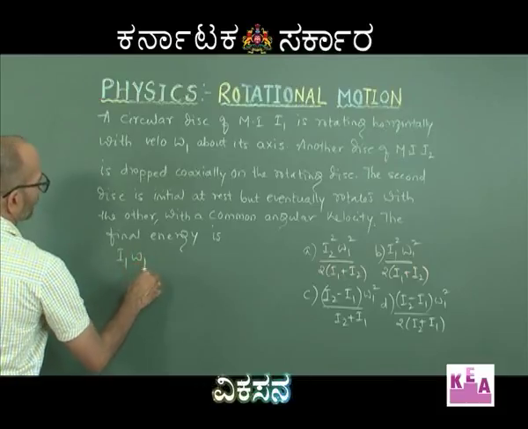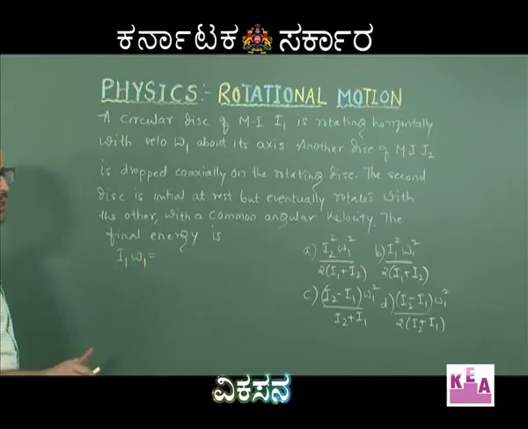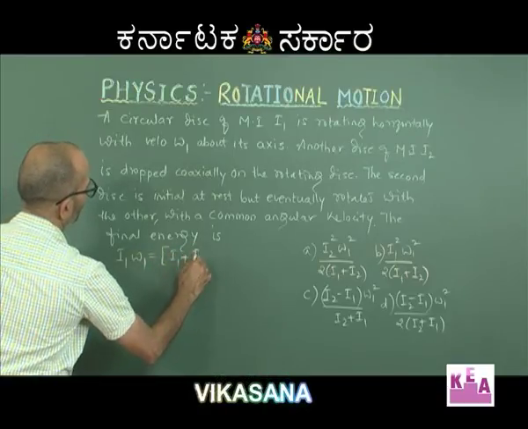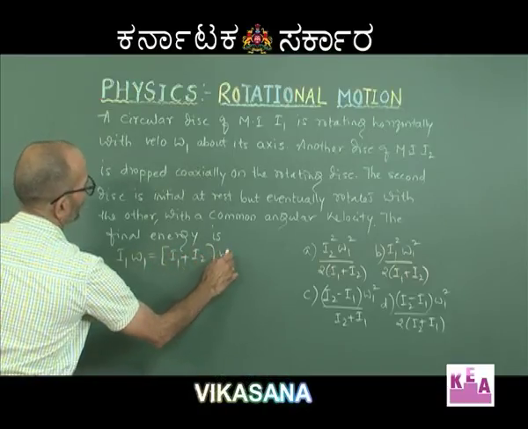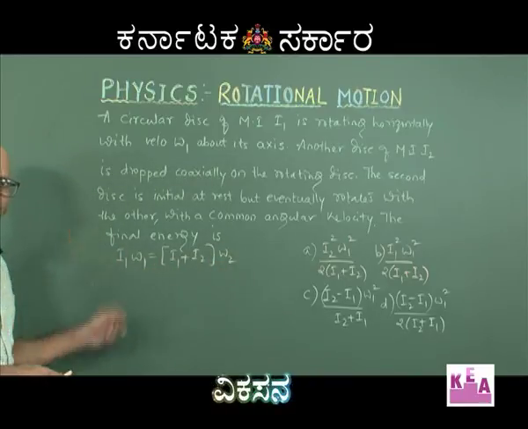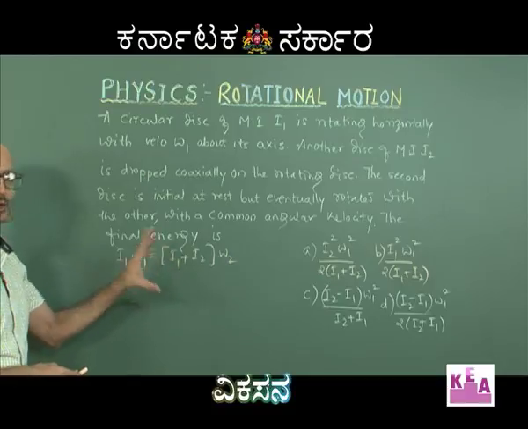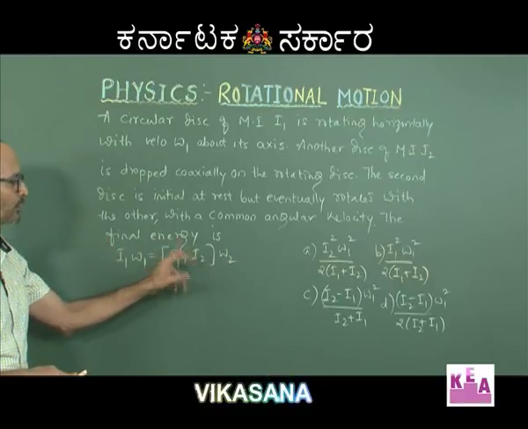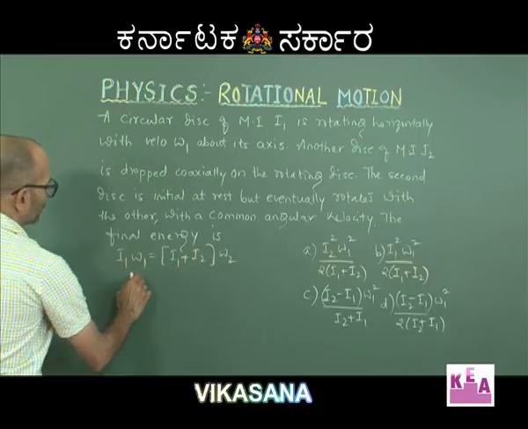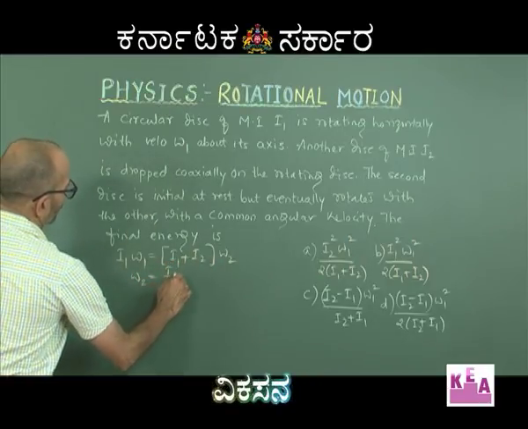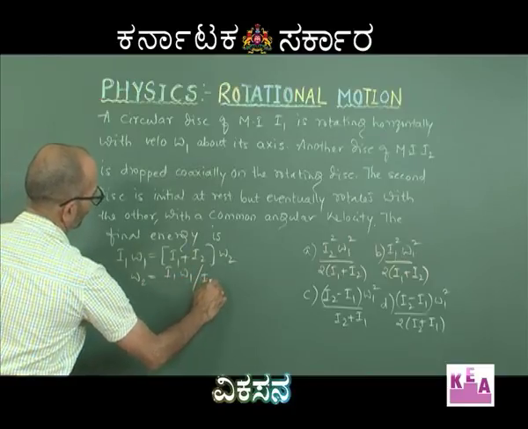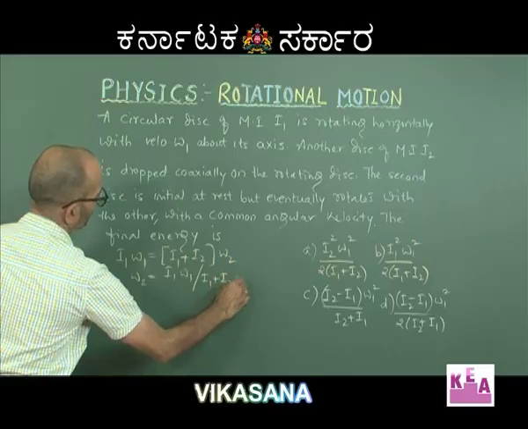I1 omega 1 should be equal to I2 omega 2. But what is I2 here? I2 is I1 plus I2 and the angular velocity is omega 2. I hope you agree with this, because initially you had only one disk and now you have two disks on top of each other. So, moment of inertia has to be added because it is a scalar quantity. So, that gives you omega 2 as I1 omega 1 divided by I1 plus I2.